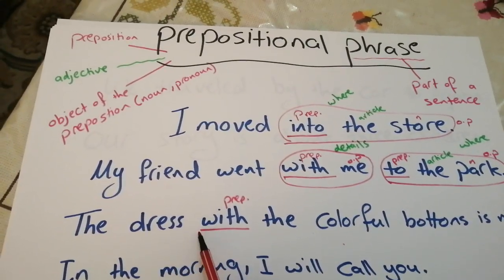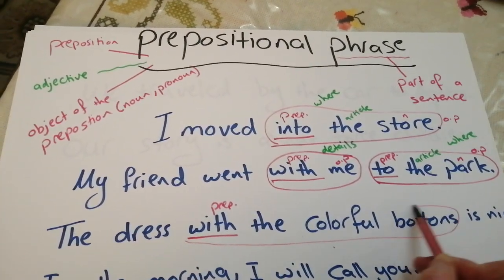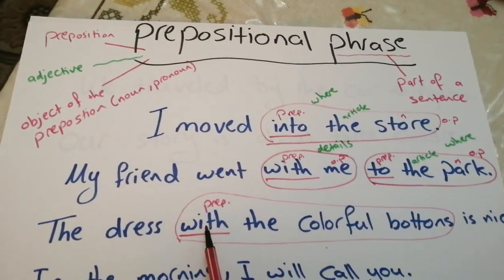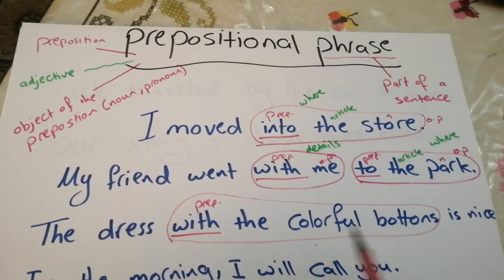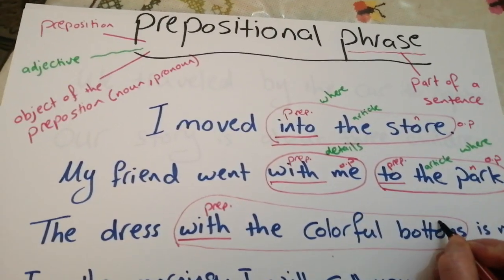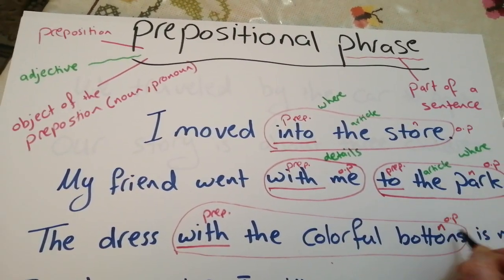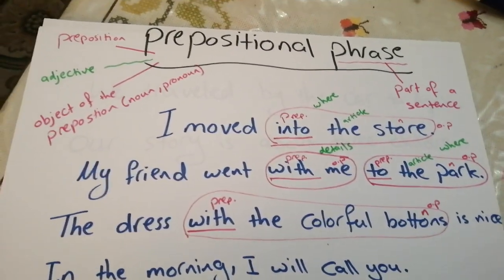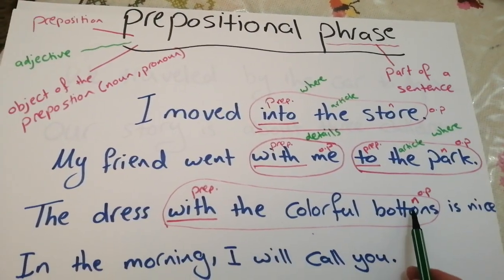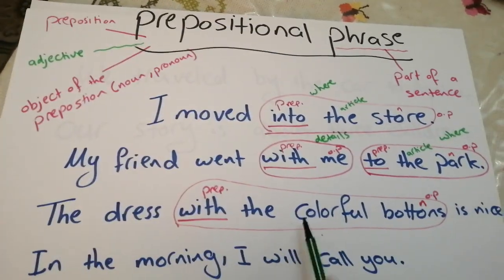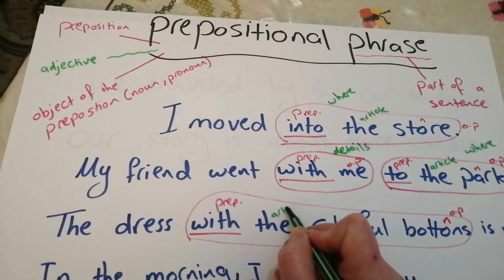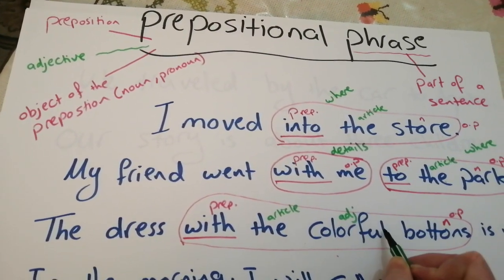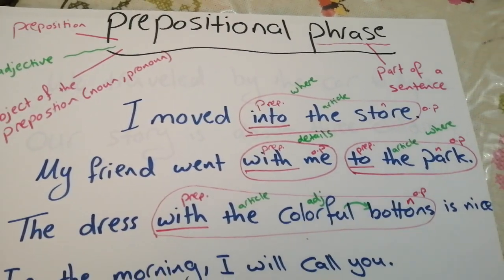Now, the dress with what? With the colorful buttons. So this is the prepositional phrase that starts with the preposition with and the object of the preposition is buttons. It's a noun and it's the object of the preposition. You see, it's not the whole sentence, only part of the sentence. Now, between the preposition and the object of the preposition, do we have adjectives? Yes, I have the. It is an article, which is a kind of adjective. Colorful is an adjective that of course describes what? It describes the noun buttons, okay?